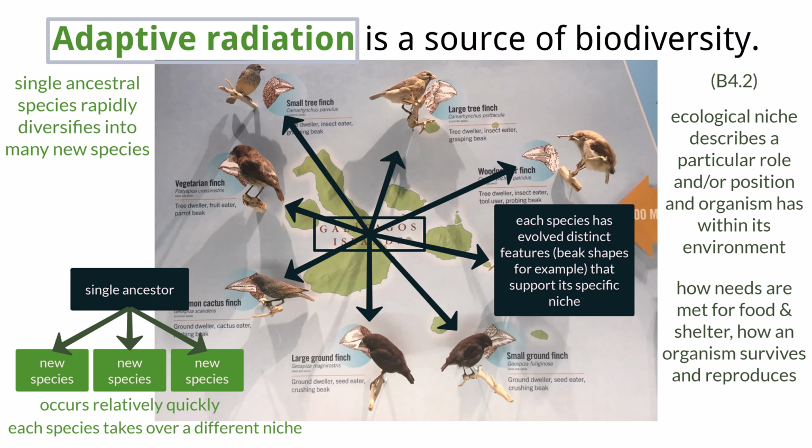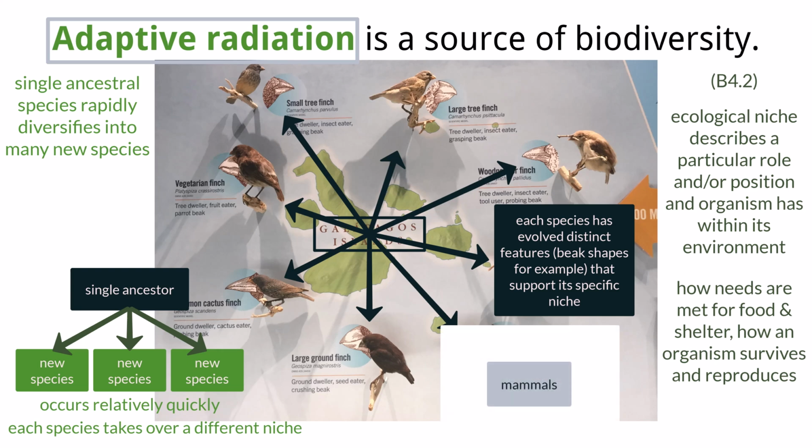Another example of adaptive radiation can be seen among mammals. Following the extinction of the dinosaurs about 65 million years ago, mammals rapidly diversified to fill ecological niches that were left vacant when the dinosaurs went extinct. Adaptive radiation illustrates how life on Earth can diversify rapidly and respond to new challenges and opportunities, leading to the rich biodiversity that we see today.